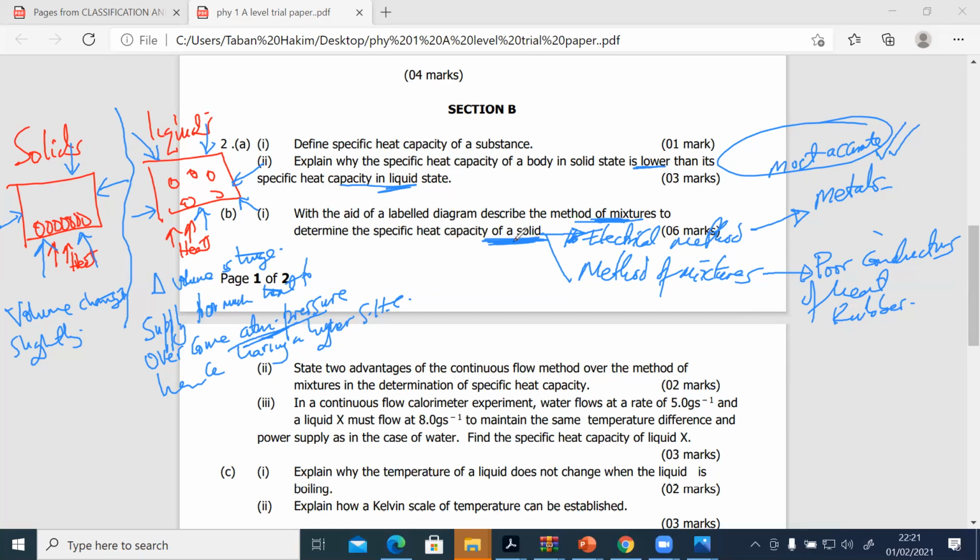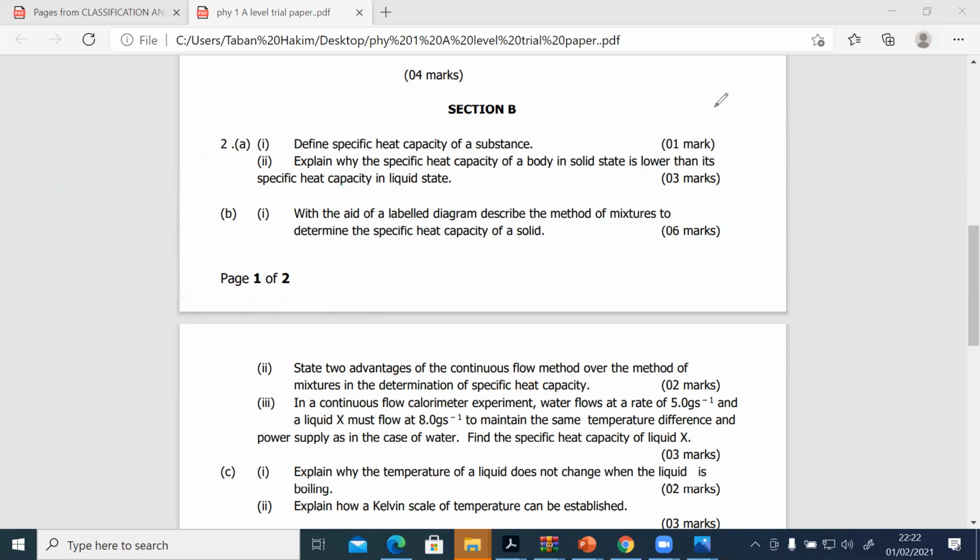Of course, you need to remember that in order to describe any method accurately, you must be recalling the final expression. So if you know that you're going to be dealing with the method of mixtures, what do you need to recall? You need to recall that heat supplied is equal to heat gained. And the assumption is that there are no heat losses to the environment in this case.